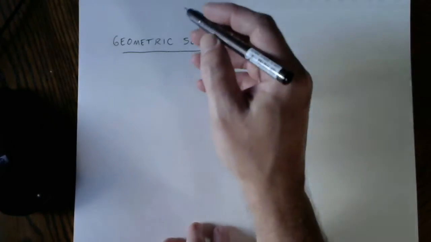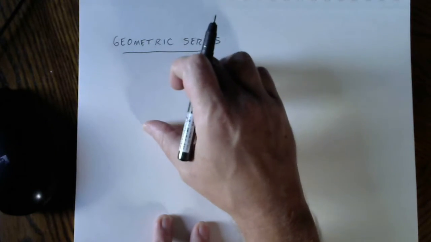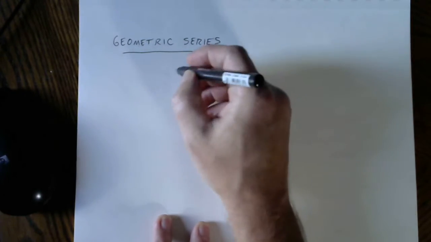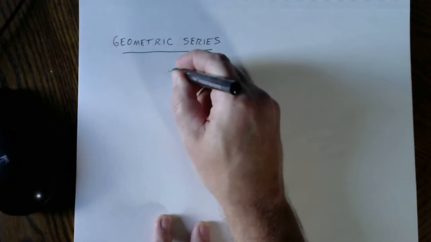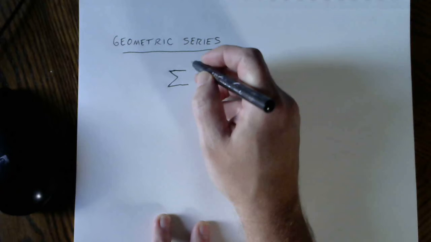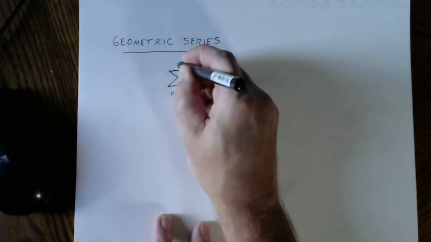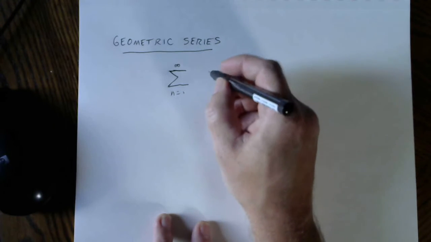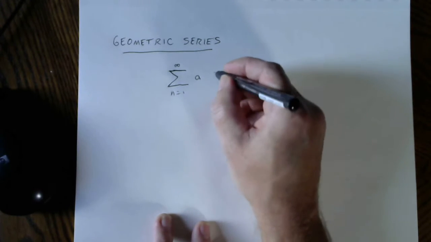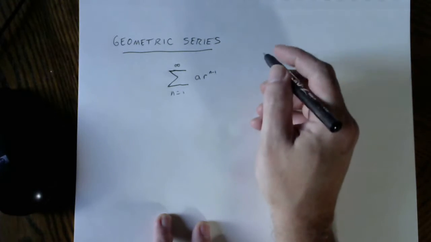Okay, so the geometric series, I'm going to give you the definition. A geometric series has this form. The index starts at 1, goes to infinity, and A will be a constant, R will be another constant, so you see the index exists in the exponent.